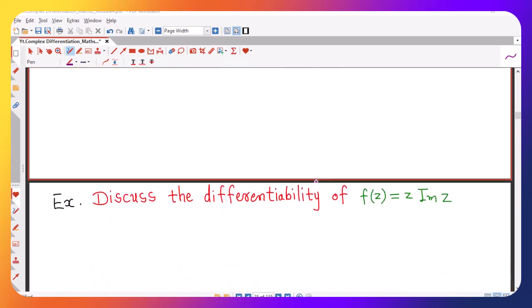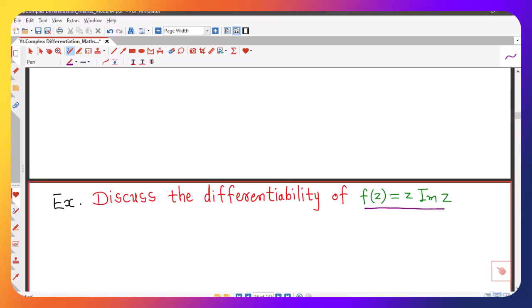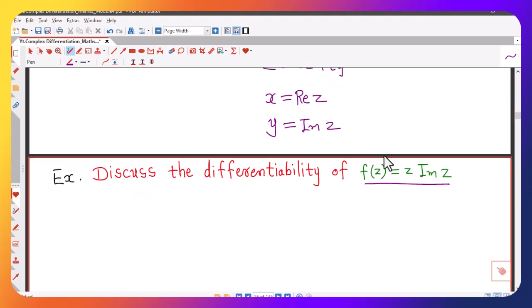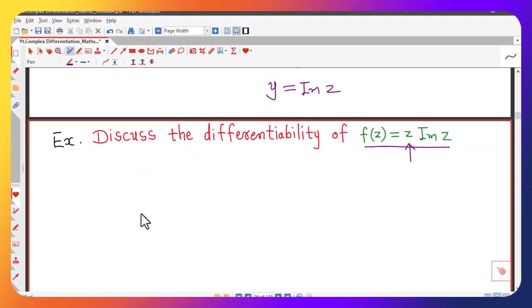First complex function we will discuss is f of z equal to z times imaginary part of z. We are familiar with real and imaginary parts. We know that if z is a complex number, say x plus iy, then x is called the real part of z and y is known as the imaginary part of z. So here we will determine the points in the complex plane at which this function is differentiable.